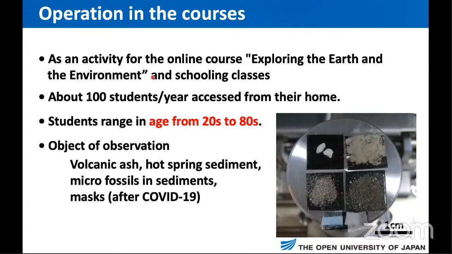The experiments were conducted in the online course Exploring the Earth and the Environment and schooling lectures held at study centers in Japan. There are about 100 students per year, ranging in age from their 20s to 80s. The objects of observation include volcanic ash, crystals of hot spring sediment, microfossils and sediment, and more recently, I included masks.